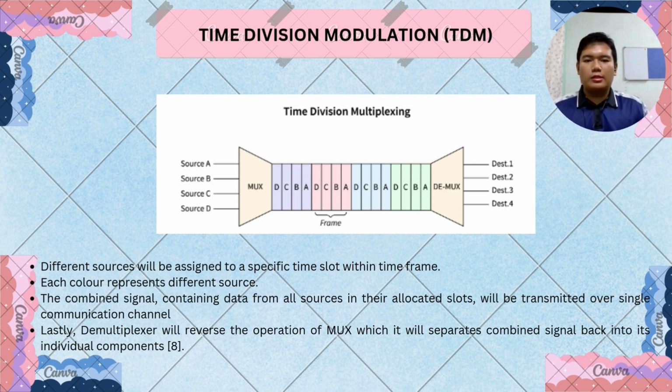At the receiving end, the demultiplexer performs the reverse operation of the multiplexer. It separates the combined signal back into its individual components based on their designated time slots. The demultiplexer then directs each separated signal to its intended destination.